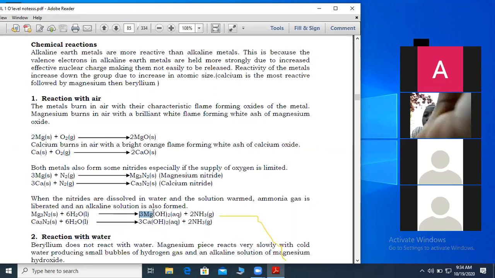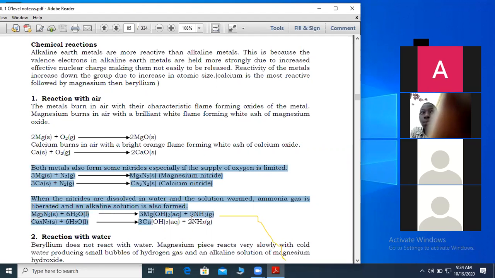And when we put that 3, the oxygens will become 6. 3 times 2 will become 6, so we put a 6 on water. And when we put 6 on water, remember nitrogens are 2 this side, so we also put a 2 on ammonia. So this part of chemistry is very important.